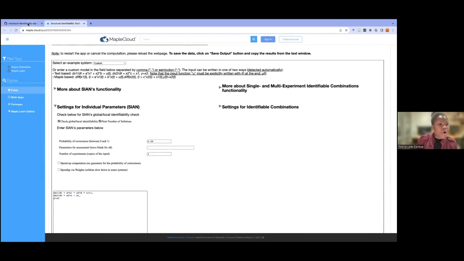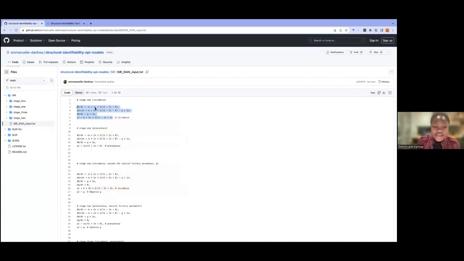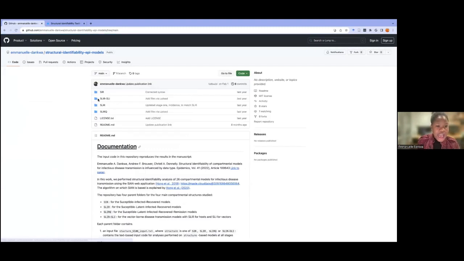So I will go right here and copy the CIAN-friendly input for the SIR models we tested. I would just like to highlight that we have made available all the inputs we used in our paper. So when you come to the GitHub page that's linked in the paper, you will find all the inputs we used. So just using the SIR and the output type as incidence for an example.